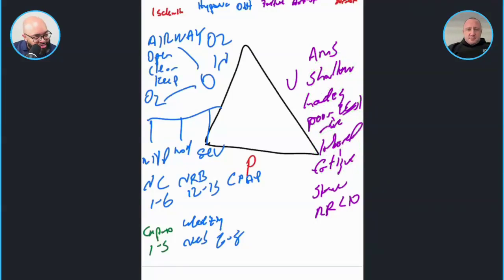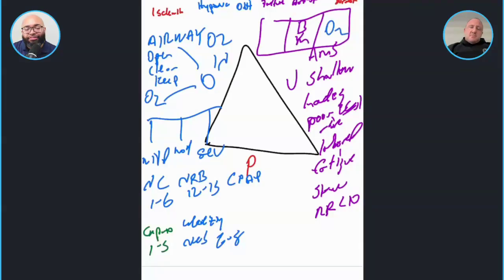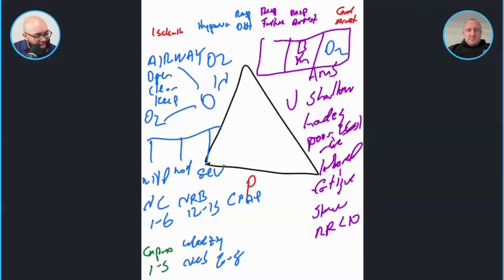If they have any of this, this is BVM territory. They're going to get a BVM, but we never do a BVM by itself. We have to power it up with oxygen. And the way you want to think of this is, respiratory distress is they're struggling, but they can still do it. They can still fight. They're still in the fight with me. Respiratory failure is they're no longer in the fight. So now I got to fight for them.